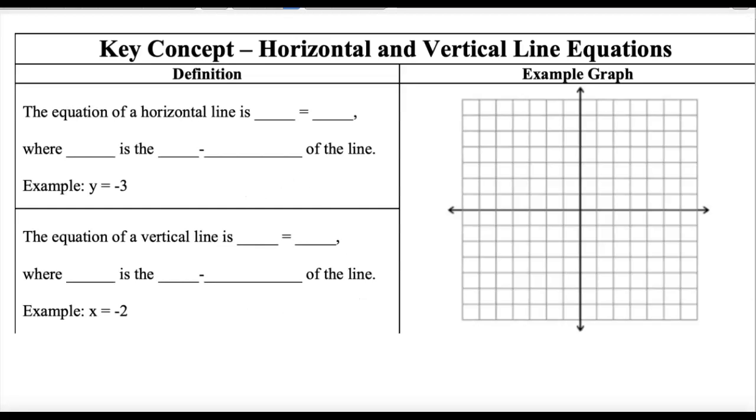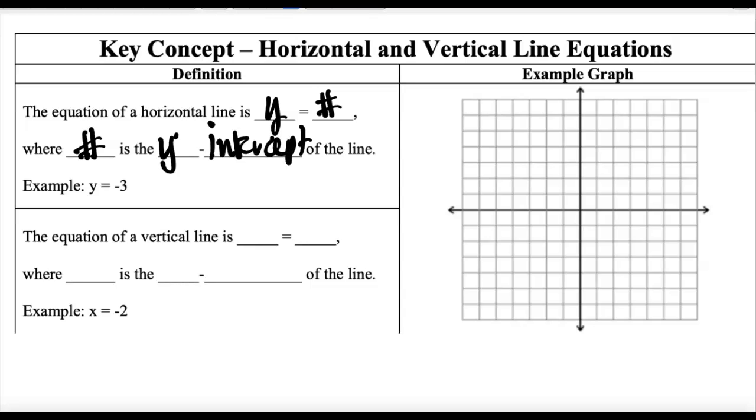Hello everyone. Today we're going to be looking at the last section of 3-4, talking about word problems and horizontal and vertical lines. So we'll go over horizontal and vertical lines first. The equation of a horizontal line is y equals a number, okay? Where that value, the number, is the y-intercept.